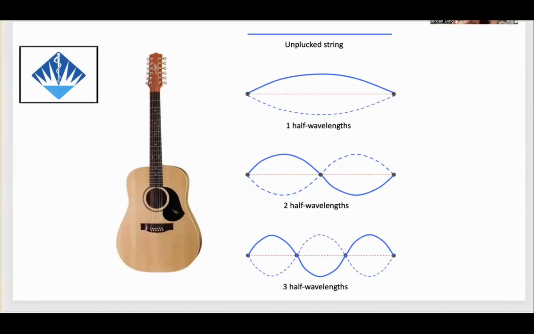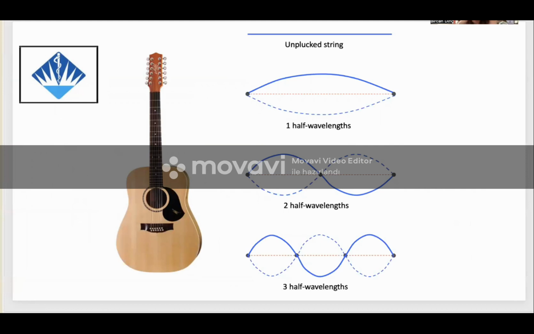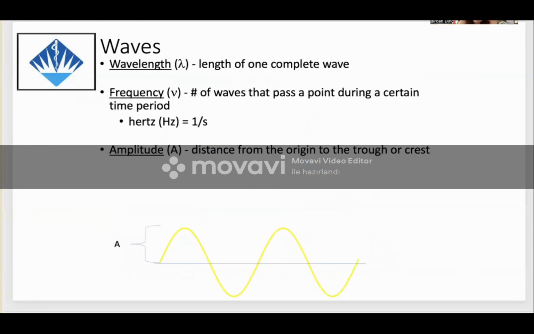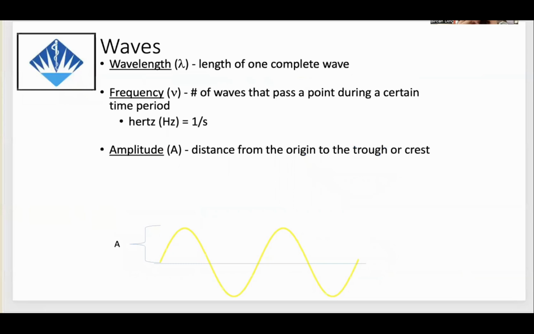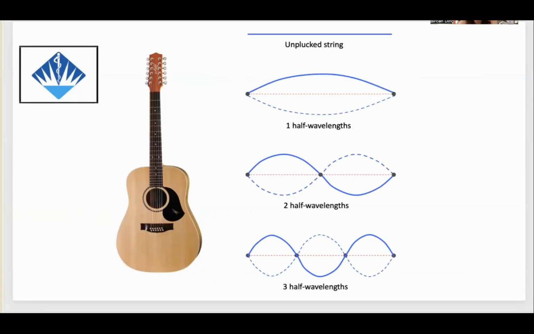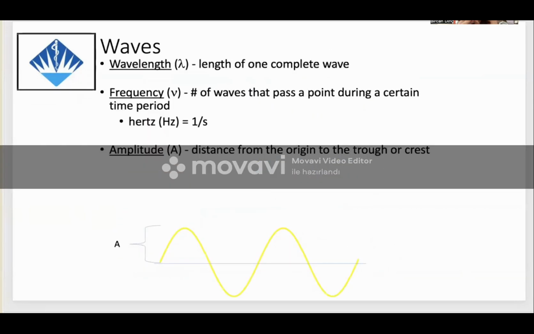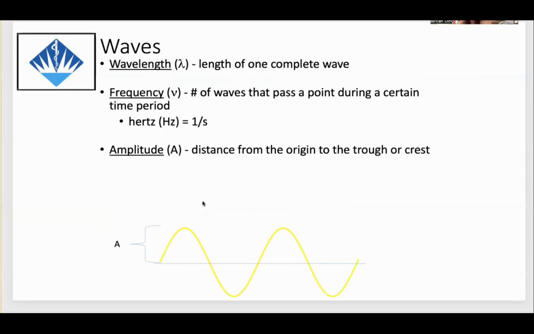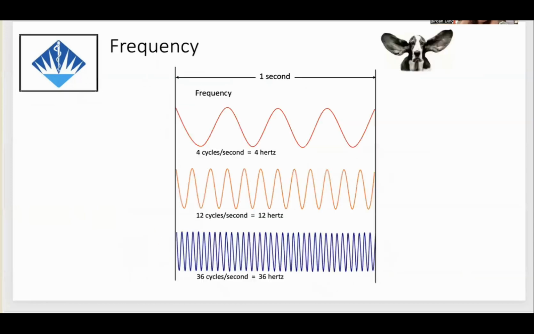This is describing the wavelength. You see here 1/2 wavelength, 2/2 wavelength, 1 complete wavelength, and 3/2 wavelength of this sound wave. And I want to remind you of the wavelength and frequency definitions. Wavelength is the length of a complete wave, which contains 2/2 wavelength, and frequency is the number of waves that pass a point during a certain time period. And amplitude, as you see here, is the distance from the origin to the trough or crest.